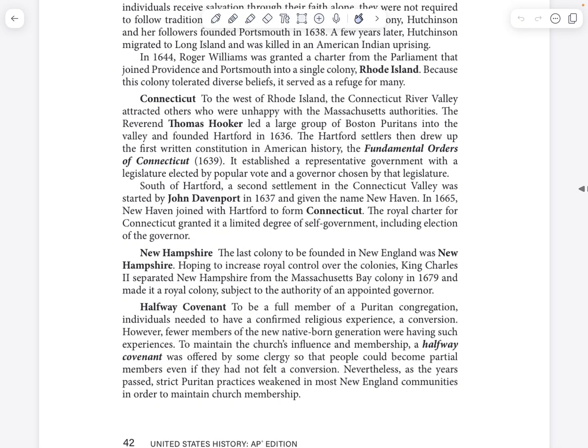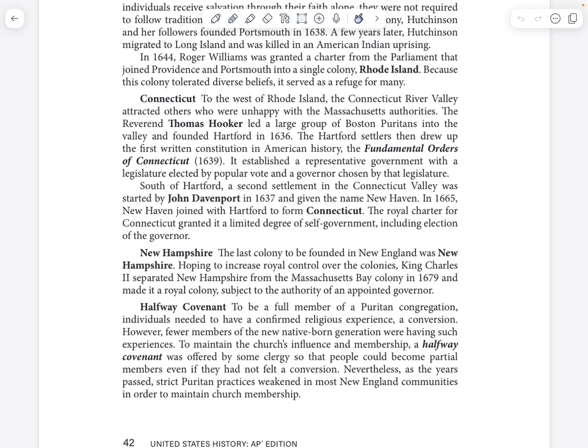Connecticut. To the west of Rhode Island, the Connecticut River Valley attracted others who were unhappy with the Massachusetts authorities. The Reverend Thomas Hooker led a large group of Boston Puritans into the valley and founded Hartford in 1636. The Hartford settlers then drew up the first written constitution in American history, the Fundamental Orders of Connecticut, 1639. It established a representative government where the legislature was elected by popular vote and a governor chosen by that legislature.